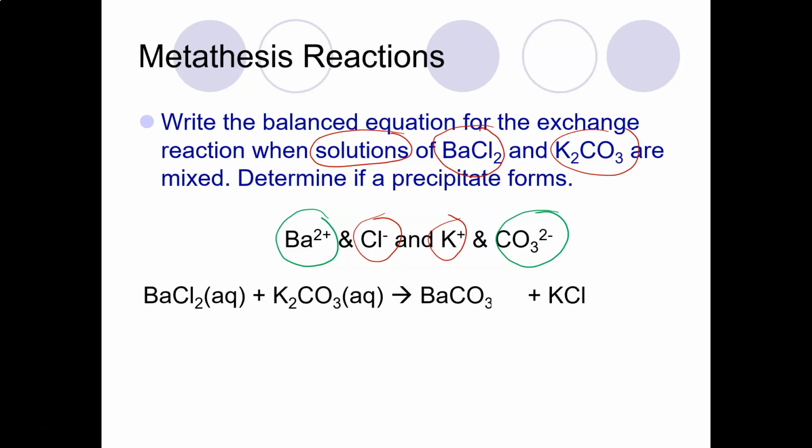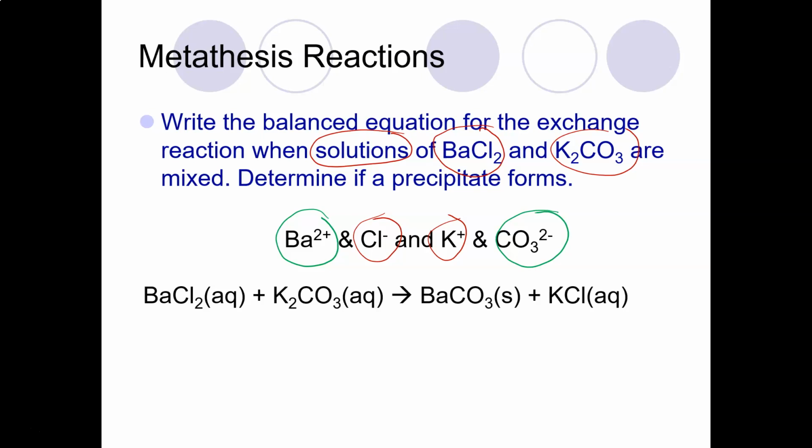So we're going to look up carbonate, which is in the insoluble section, and then go through the exceptions. Barium is not an exception, so it is a solid. Potassium chloride, we look up chloride. It's in the soluble section. There are listed exceptions, and potassium is not one of the exceptions. So potassium chloride is going to be aqueous because it's soluble.